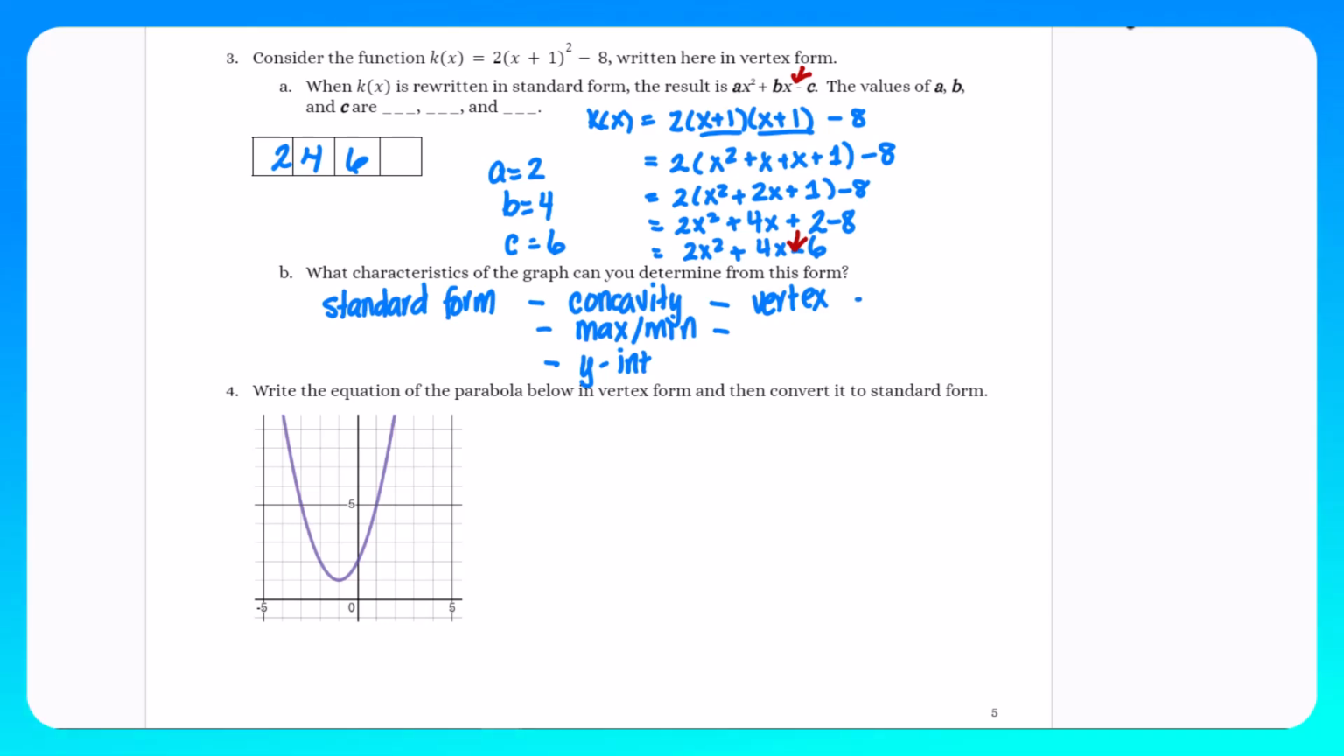But vertex form has one thing different. We can also determine the vertex. And from that, the axis of symmetry and the actual max-min value. So we can determine y equals right there.